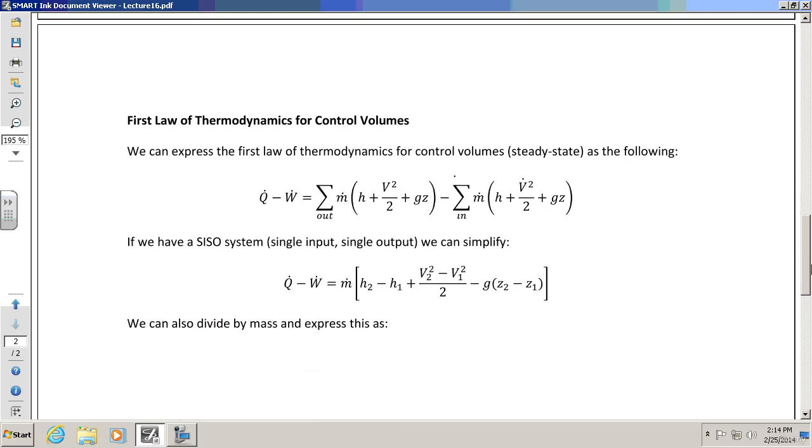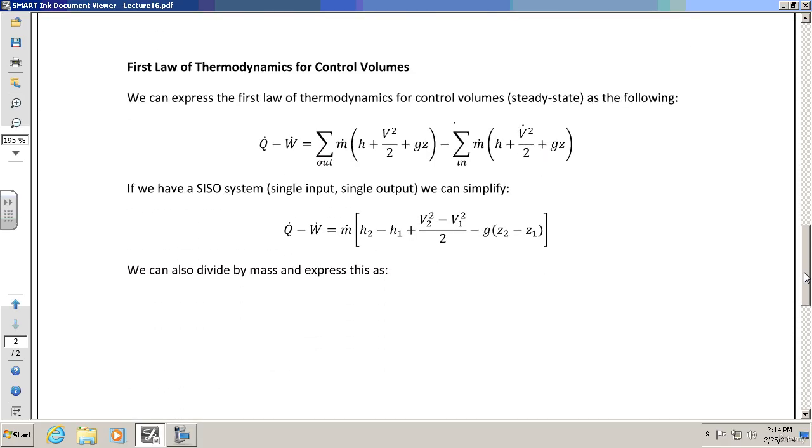Okay. So now we're ready to express the first law of thermodynamics for control volumes. Okay. There's the first law. This top equation is probably the most general. This is the most general form.